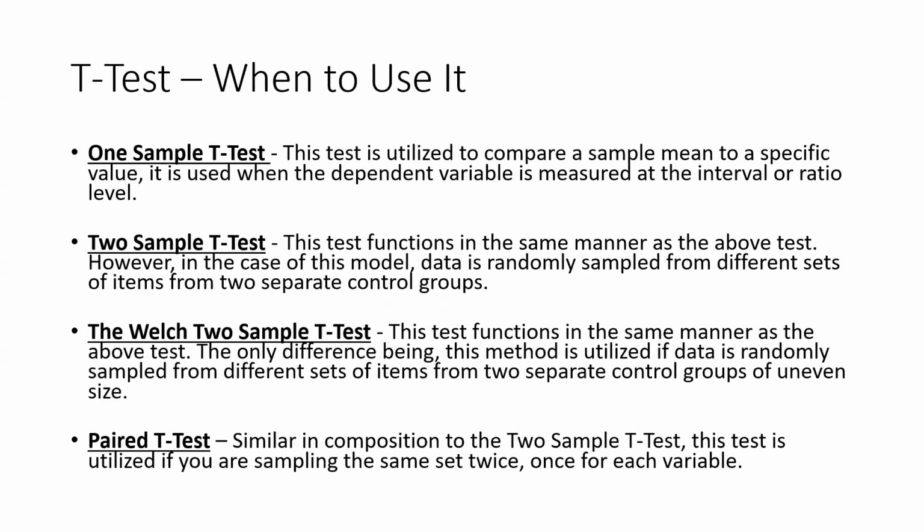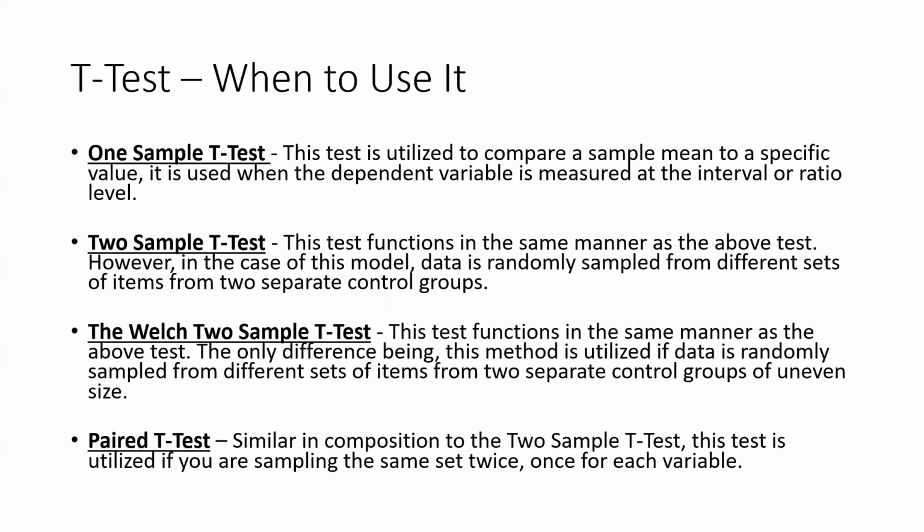So t-test, when to use it? There's a few variations of the t-test. There's the one-sample t-test, the two-sample t-test, the Welch's two-sample t-test, and the paired t-test. The one-sample t-test is utilized to compare a sample mean to a specific value. It is used when the dependent variable is measured at the interval or ratio level.